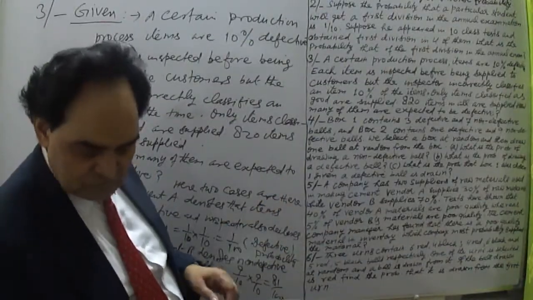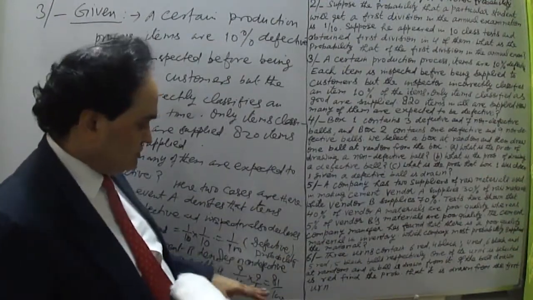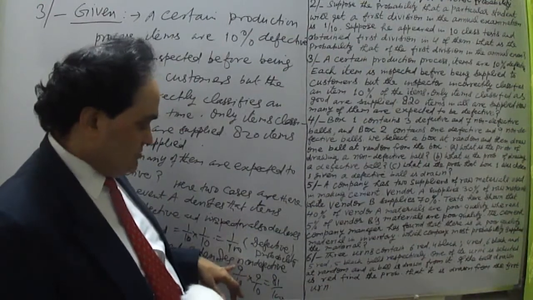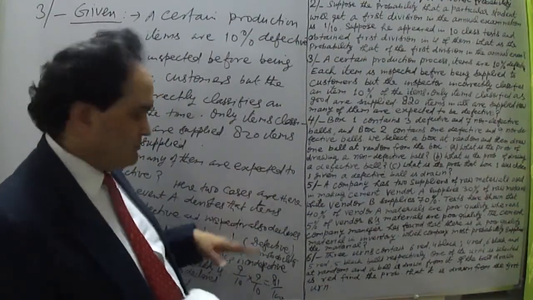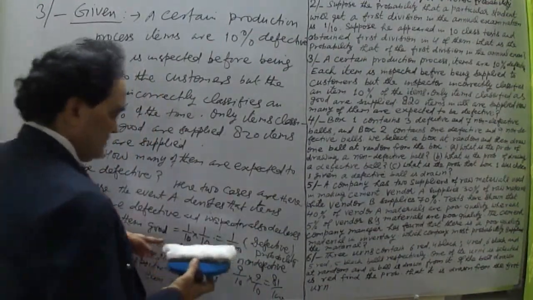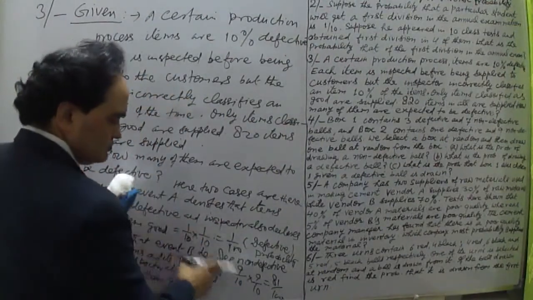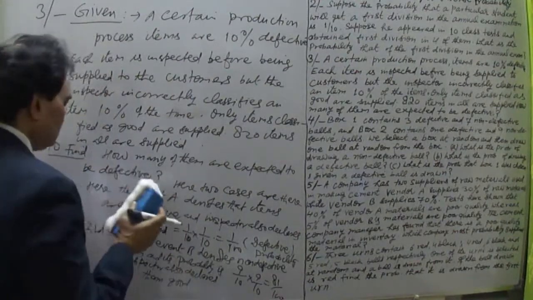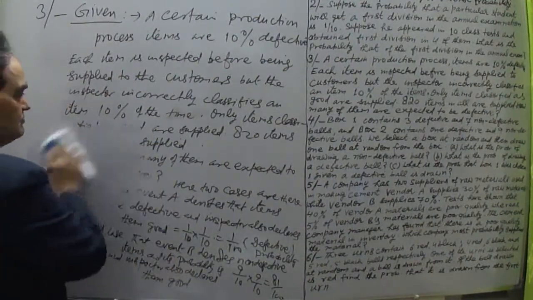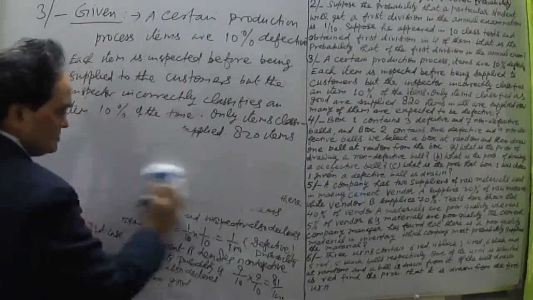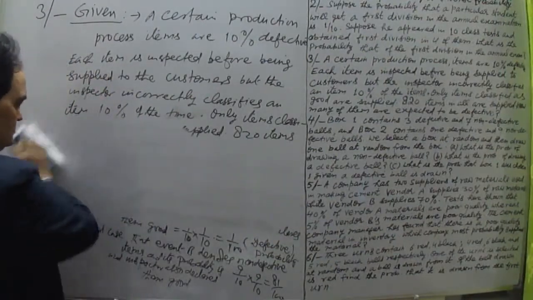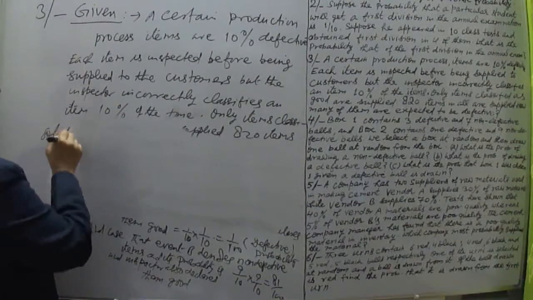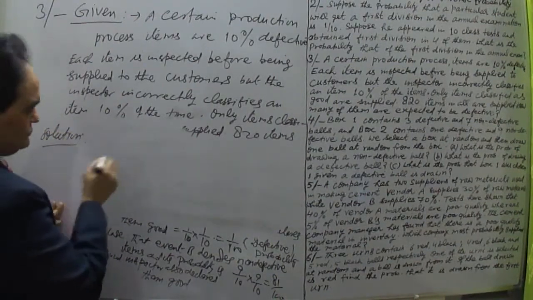Now we have to find out what the probability is. The sum of these two probabilities will come in the denominator, and this will come in the numerator. So out of 820, therefore, the probability of how many items will be defective. So the solution I am finding out here.